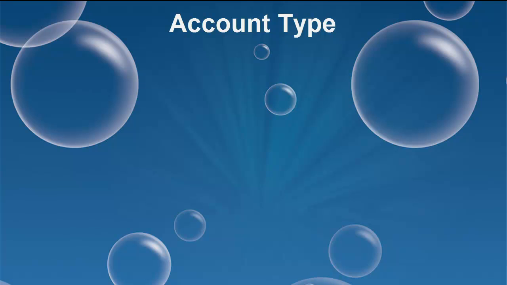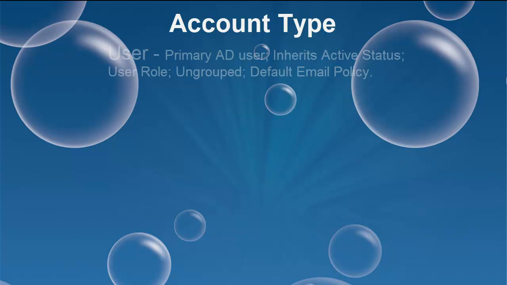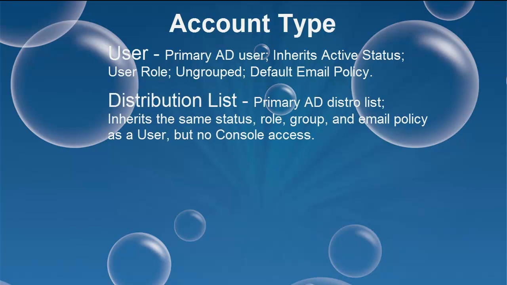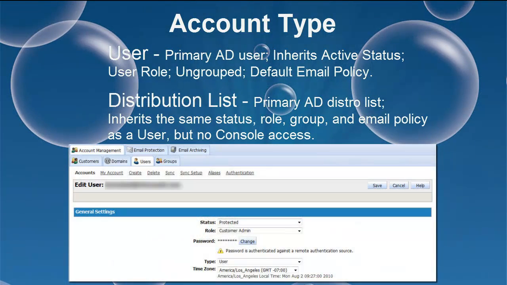An account may also have a user or distribution list type. A user is a primary account that is identified as a user in Active Directory. When synced, the account inherits a status of active, a role of user, is ungrouped, and follows the default email policy in the console. A distribution list is a primary account that is identified as a distro list in AD. When synced, it follows the same status, role, group, and email policy as a user, but it cannot log into the console. Changing the status and type of an account can be performed by clicking Edit on the User Details page, then using the drop menus.